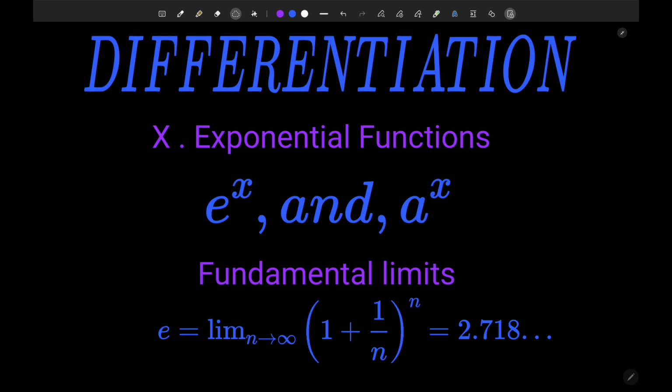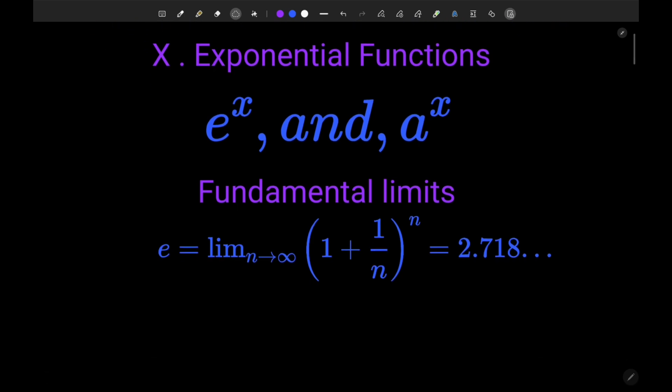First of all, what is e? The base e is a special number in mathematics. It comes from the limit of compound interest and it has the unique property that its own derivative equals itself. That's what makes e to the x so important.